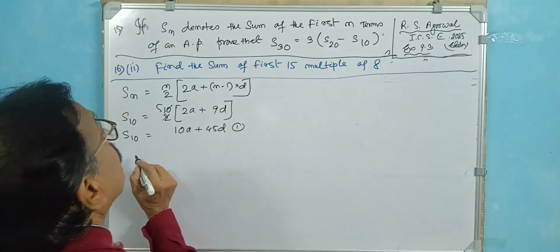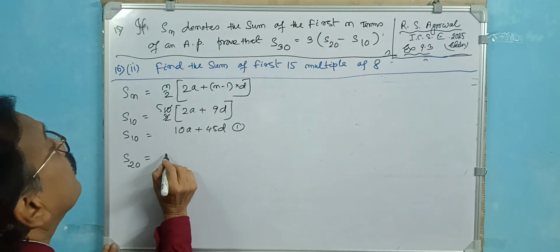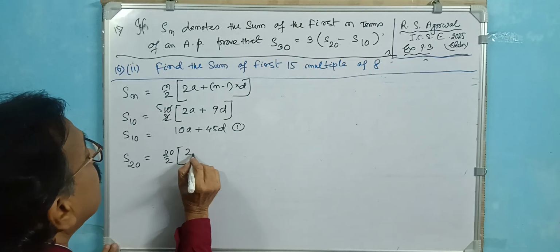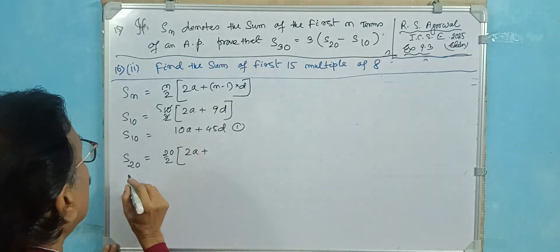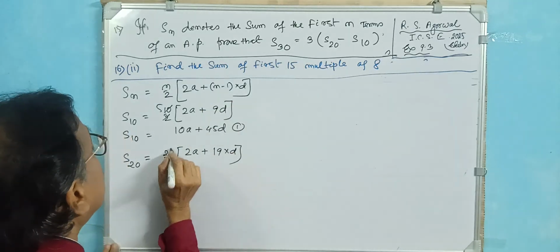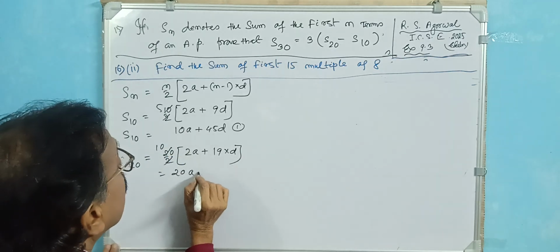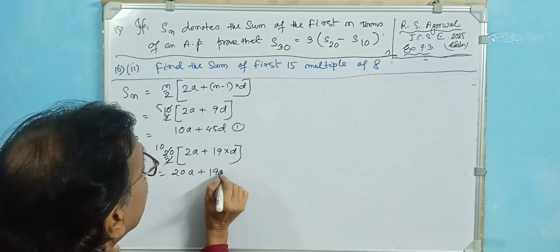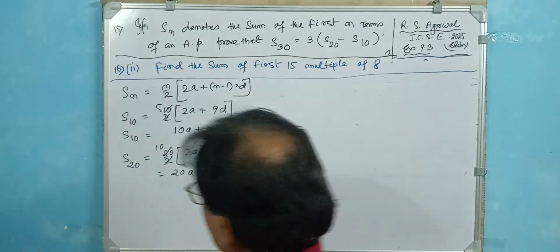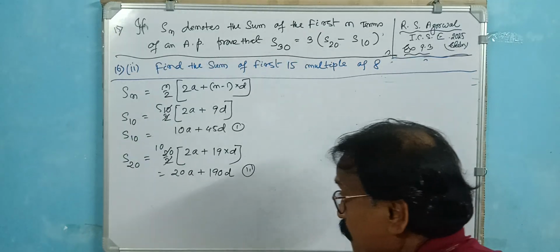And now next, S20. S20 is n by 2, so 20 by 2 bracket twice a plus 19 into d. So this is 10 times 2a plus 19d, which gives 20a plus 190d. This is equation number 2.